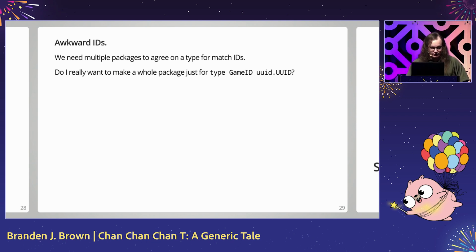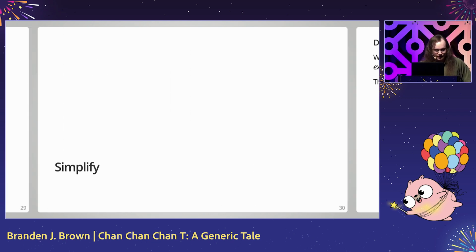As a quick fix, we just move the existing match ID type into a shared package. But I don't want the business logic to care about how the web server identifies games, so I don't want to put the ID type in the game package. I also definitely don't want to make a whole new package just for this. There's definitely a cleaner solution. To get there, we need to try thinking some simpler thoughts about the code.